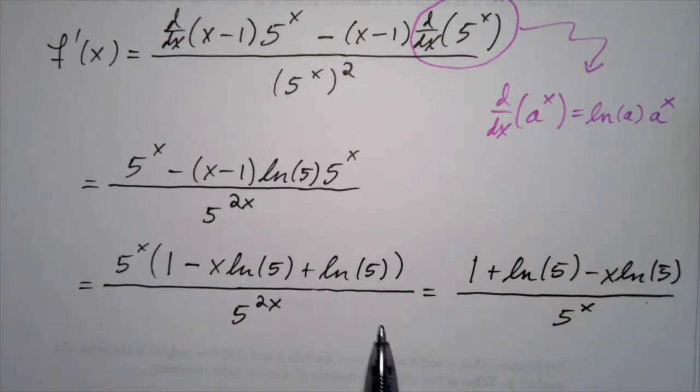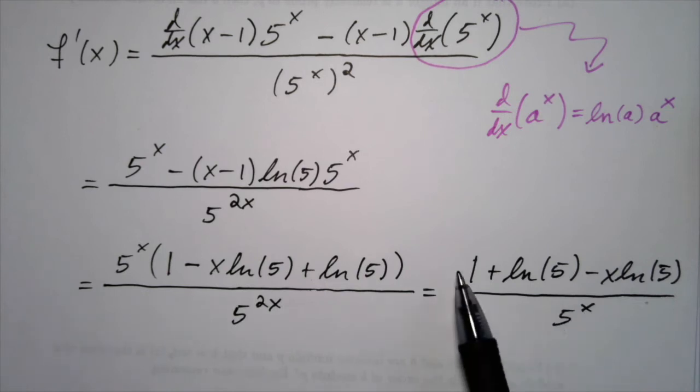Now notice that I moved the natural log of 5 over to be with the 1. There's no real reason for that. I just wanted the constants to be all together and then the single x term to be second like that. That's just a matter of taste. It doesn't really matter. Okay, that's the derivative.